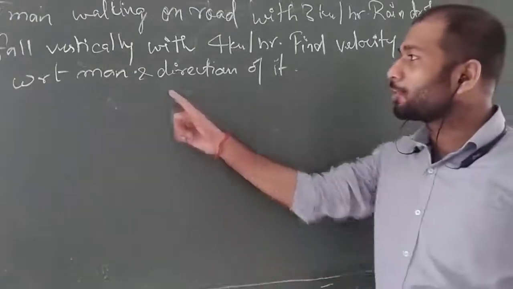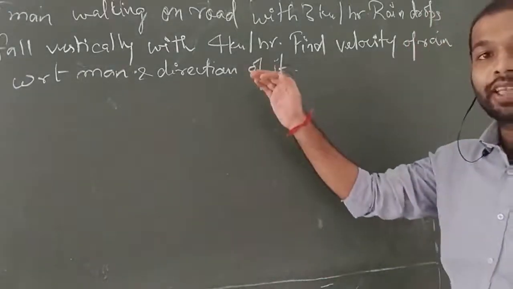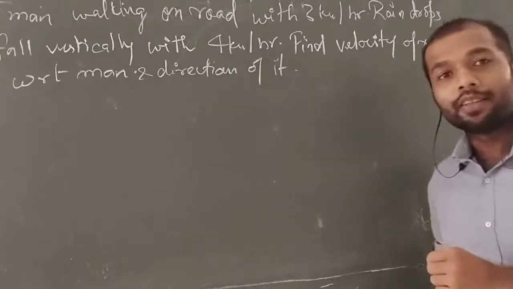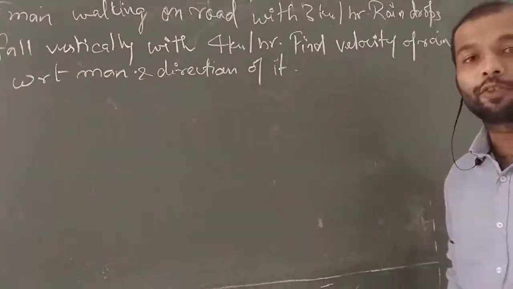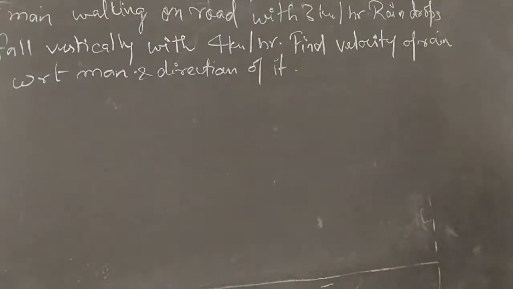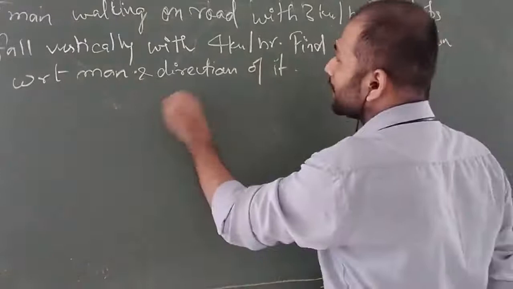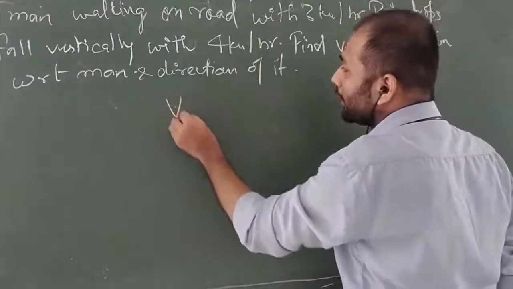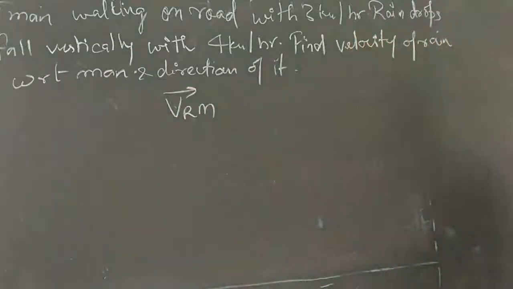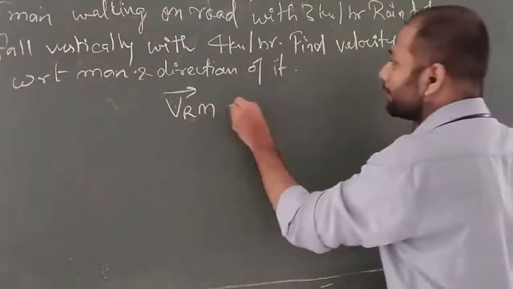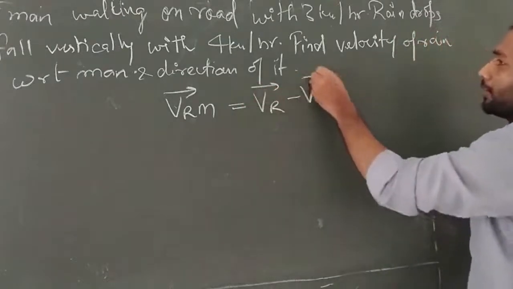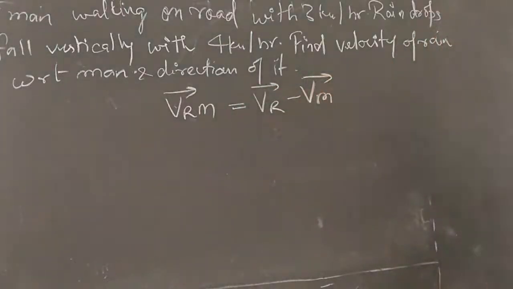Now the direction of it means what is the direction of the rain, or it can also be asked what is the direction of the umbrella he should point to save himself from the rain. Okay, so let us draw the ray diagram first. What is asked is the relative velocity of rain with respect to man. This is the way to write VRM, and we can write VRM as vector VR minus VM. So we have to find VR minus VM.